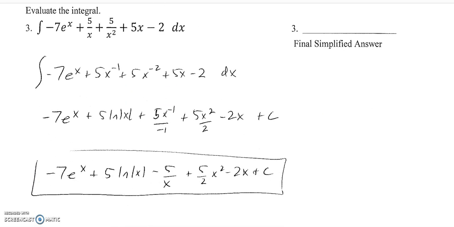Question 3. We have the integral of negative 7e to the x plus 5 over x plus 5 over x squared plus 5x minus 2 dx. So again, if we can rewrite it to make it simpler, we're going to put integral, just rewriting it, negative 7 e to the x is fine. We're going to rewrite plus 5 over x as plus 5x to the negative 1, plus 5 over x squared as plus 5x to the negative 2, plus 5x minus 2 dx.